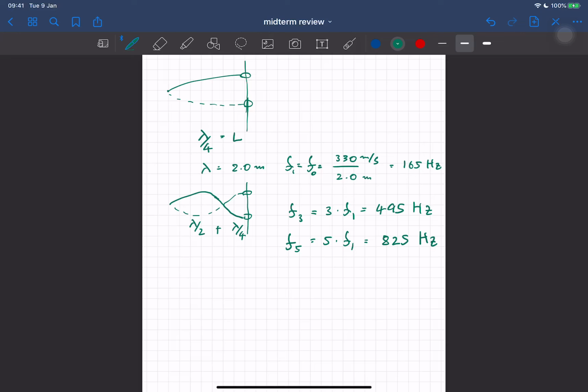Okay, so we just think about the equivalent system, which is the vibrating string. All right. This is nothing new, because in the lecture we looked at exactly the same sample question. So it's just whether you can remember that or not.